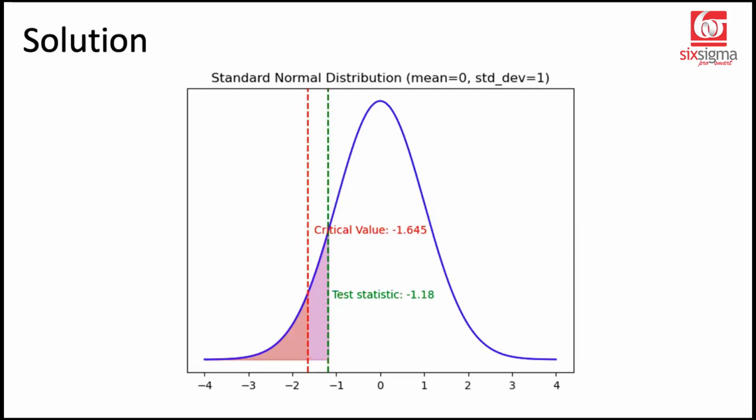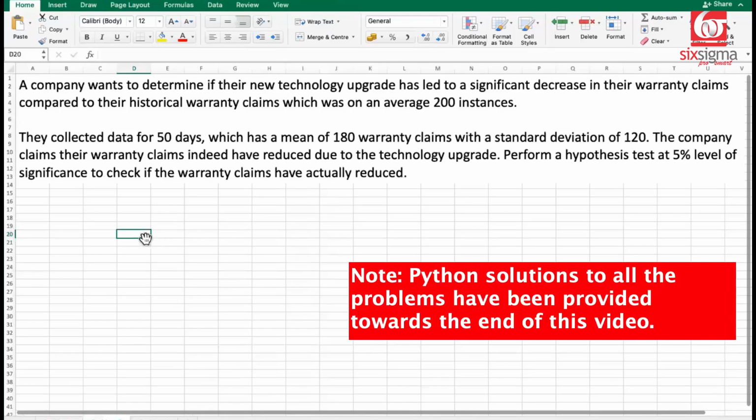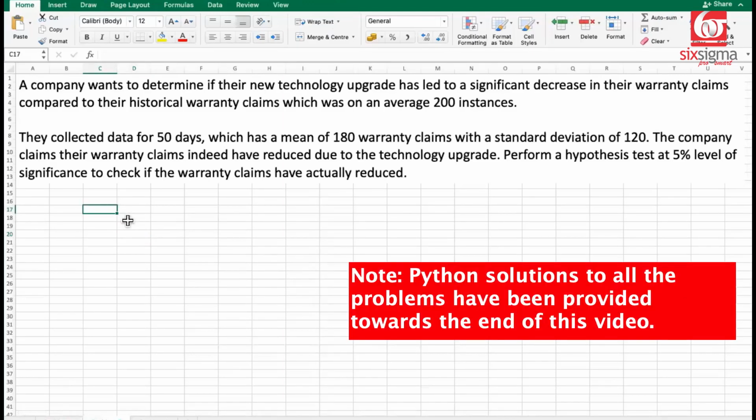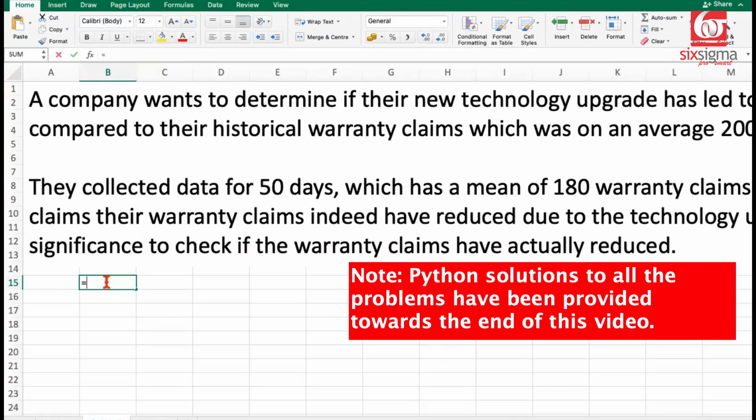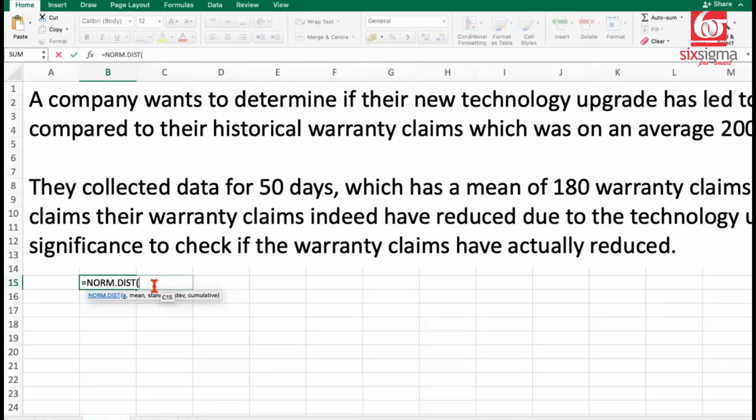Let me do this calculation for you in Excel. So we're at the second problem, and let's quickly note down the information that has been provided to us. So we can apply the NORM.DIST calculation here. The value that we are checking is negative 1.18 as we compute it. The mean is 0 for a standard normal distribution. The standard deviation is 1, and it will be a cumulative calculation. We got this answer as 0.119.